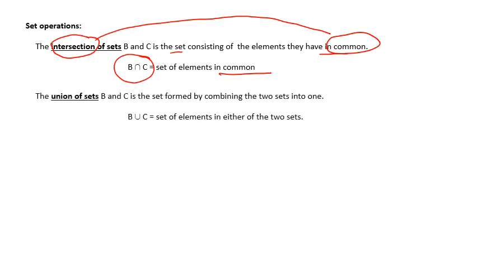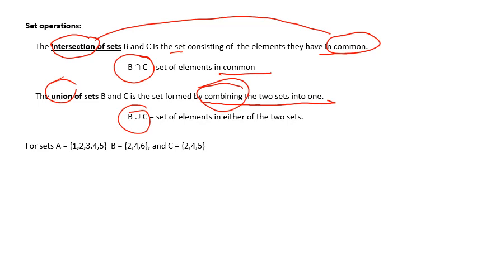The union of 2 sets. When you hear the word union, you should consider that we are saying to combine the 2 sets into one. So union and combining. Here's the notation. When you see this notation, you want to combine the 2 sets, the set of elements in either of the 2. So here's an example.